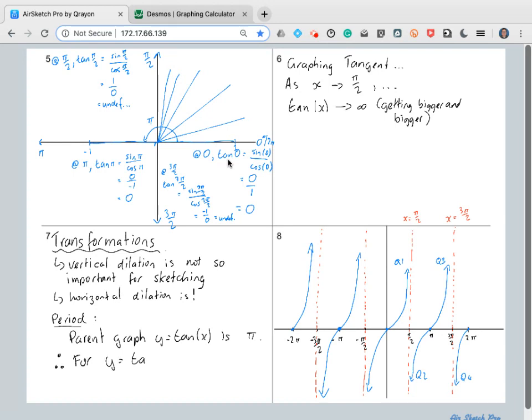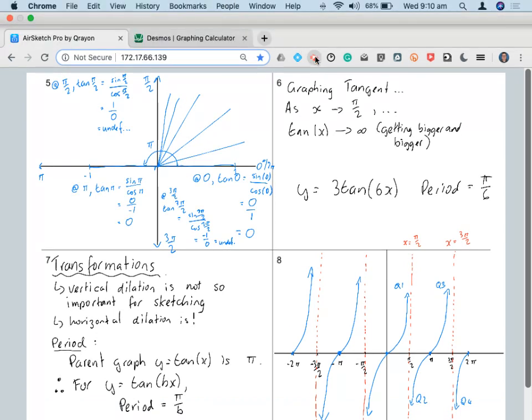I won't go through it in too much detail because we've done it for sine, but therefore for y equals tan bx, the period equals pi on b. Is that okay? For example, if I had y equals 3 tan 6x, then the period would be pi on 6, just like that. That's all it means.